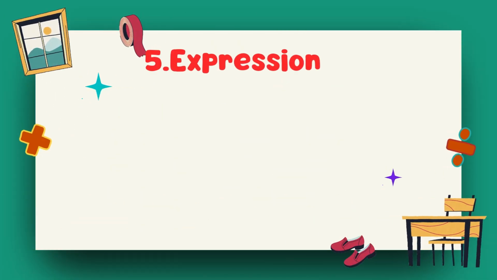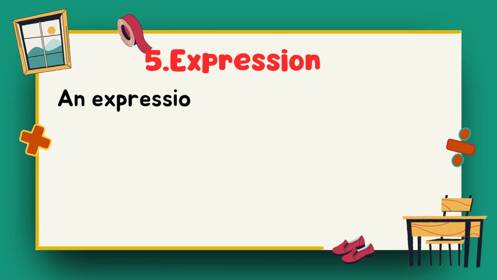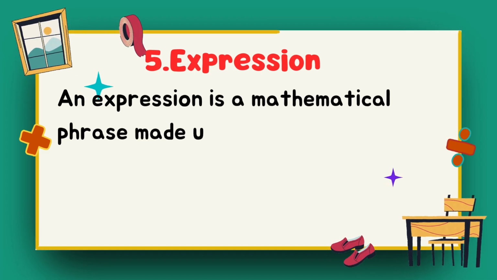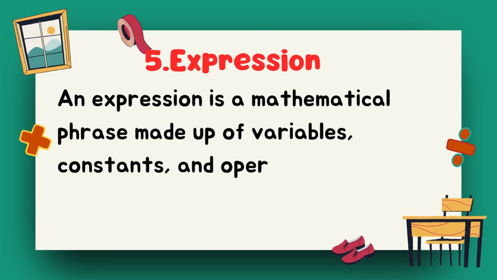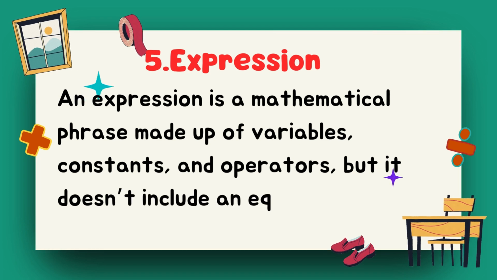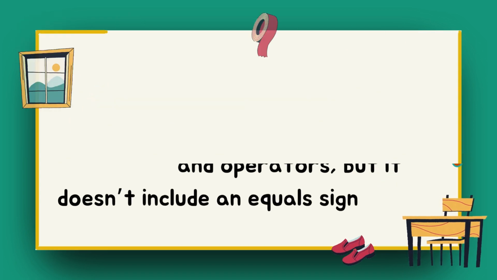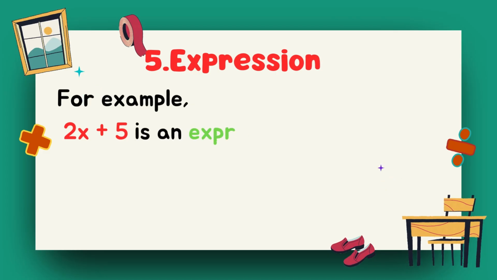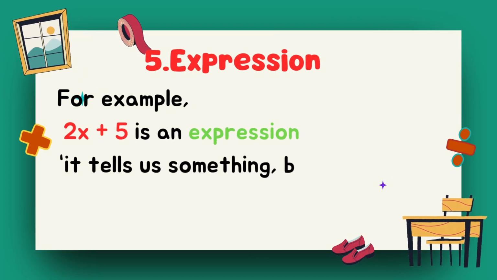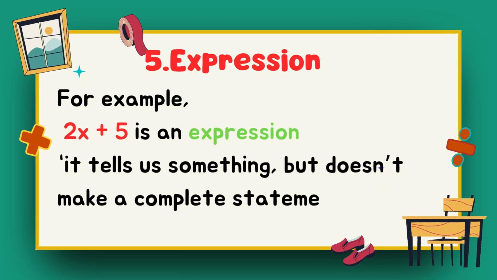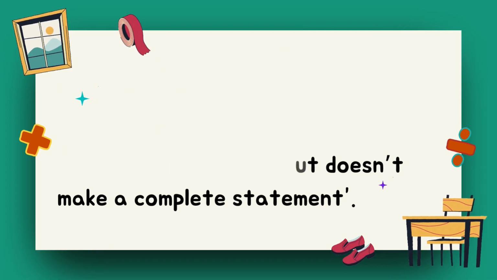Fifth one is expression. An expression is a mathematical phrase made up of variables, constants, and operators, but it does not include an equal sign. For example, 2x plus 5 is an expression. It tells us something but doesn't make a complete statement.